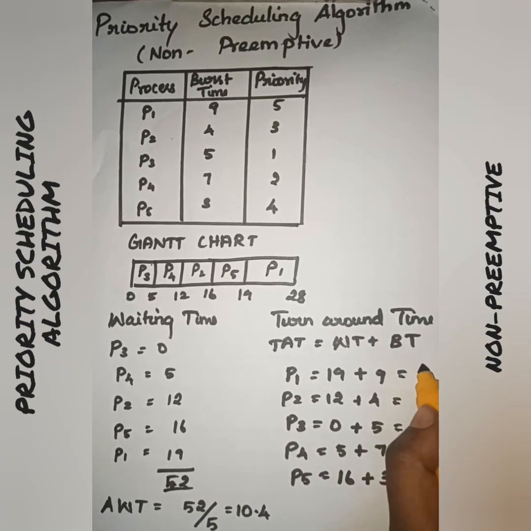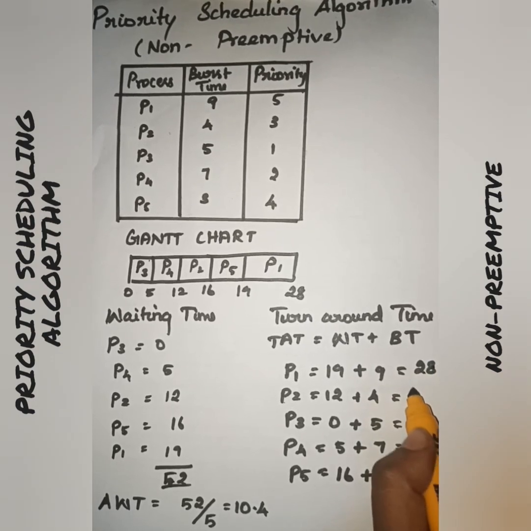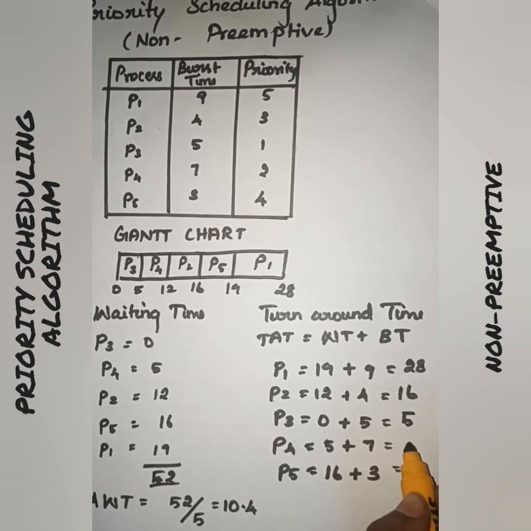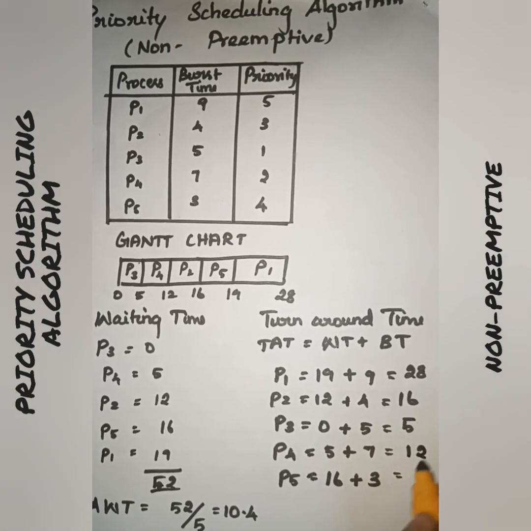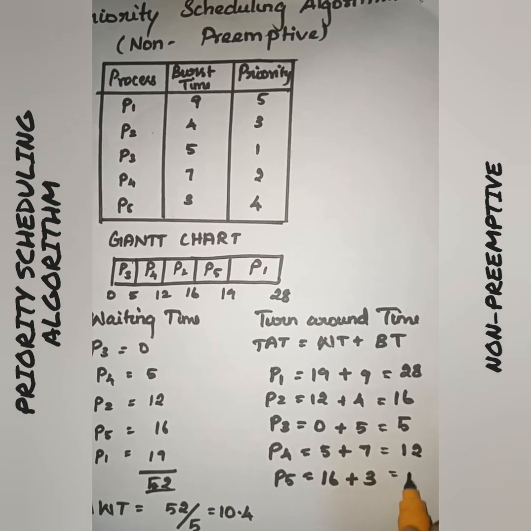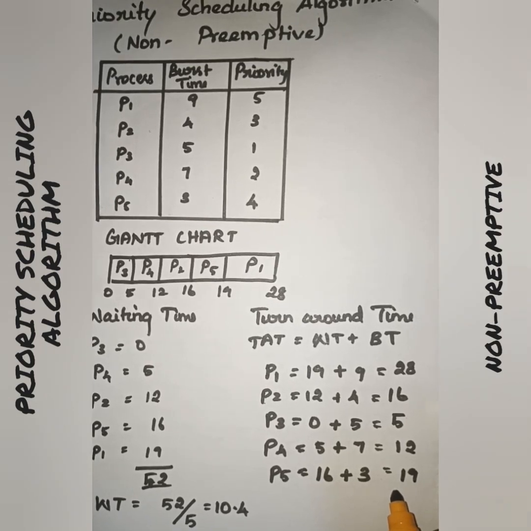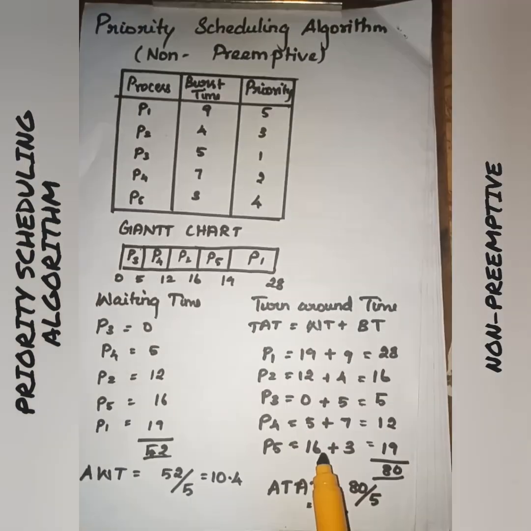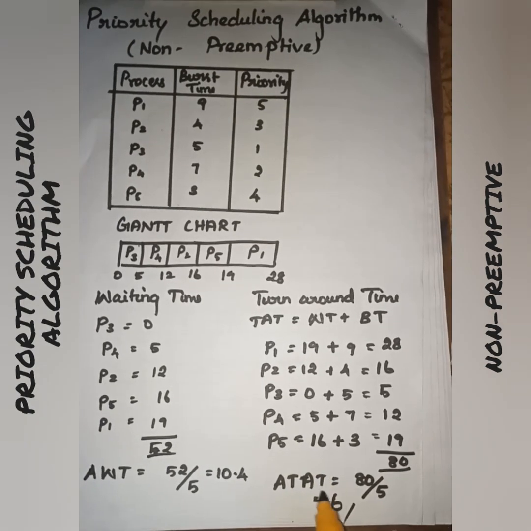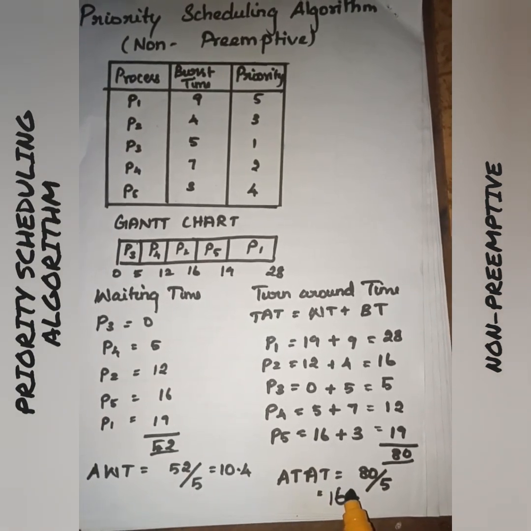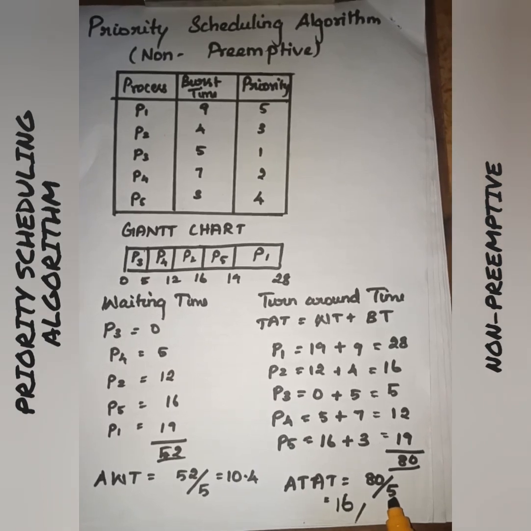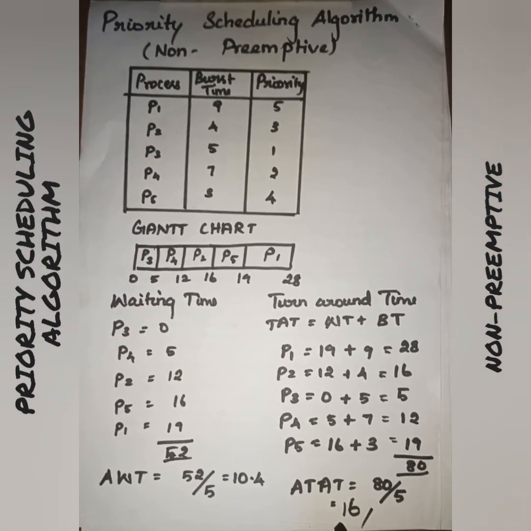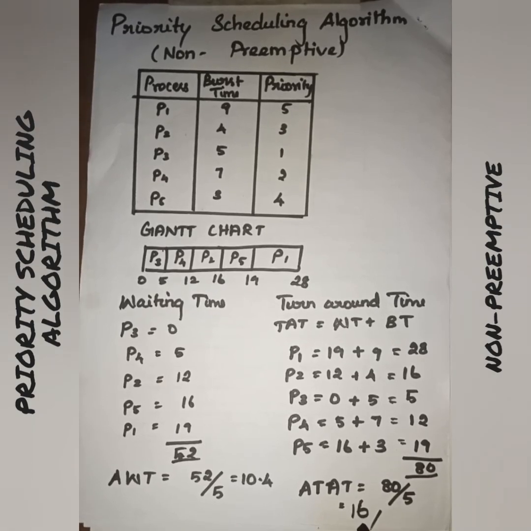19 plus 9 is equal to 28. 12 plus 4 is equal to 16. 0 plus 5 is equal to 5. 5 plus 7 is equal to 12. 16 plus 3 is equal to 19. Sum of the turnaround time is equal to 80. Average turnaround time is equal to the sum of the turnaround time divided by the total number of processes. Therefore, the average turnaround time is equal to 16.